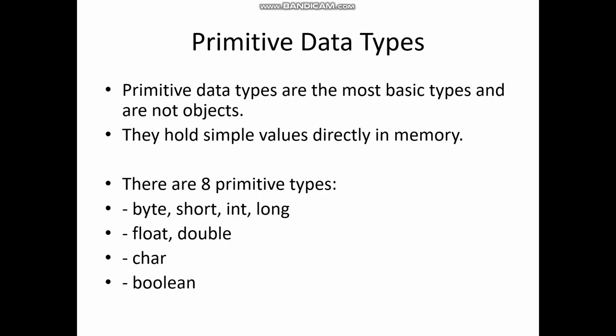Primitive data types are the most basic data types and are not objects. These are the basic or fundamental data types, the core types provided in Java itself, and they are not objects. They hold simple values directly within the memory. There are 8 primitive data types: byte, short, int, long, float, double, char and boolean. These four come under the integer category, these come under the float category, this is the character and this is the boolean data.